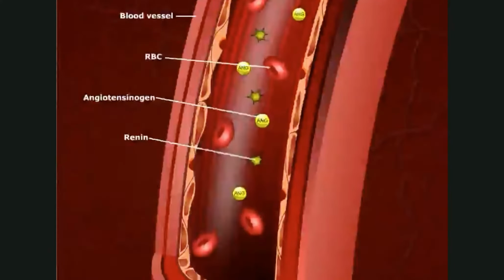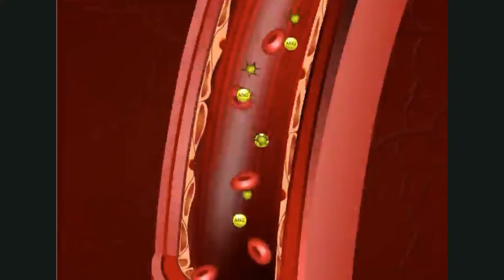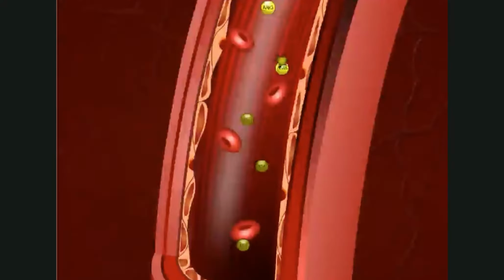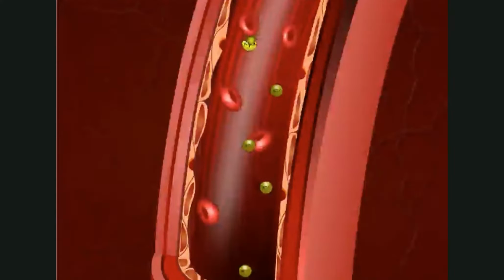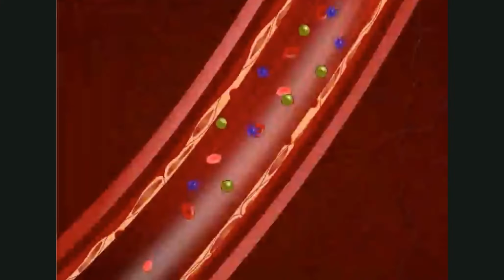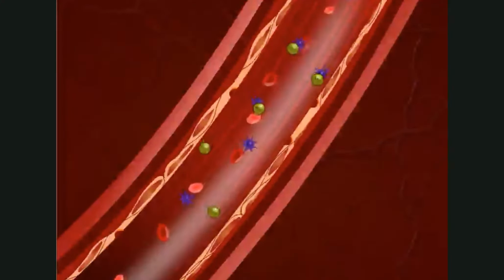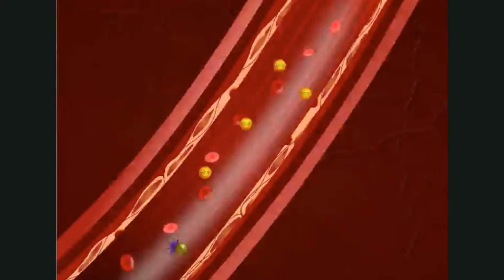After its release, renin circulates through the bloodstream, where it converts angiotensinogen, synthesized by the liver, to generate angiotensin 1. In the lungs, angiotensin 1 is converted by angiotensin converting enzyme, or ACE, into angiotensin 2, which then travels to the peripheral arterioles.